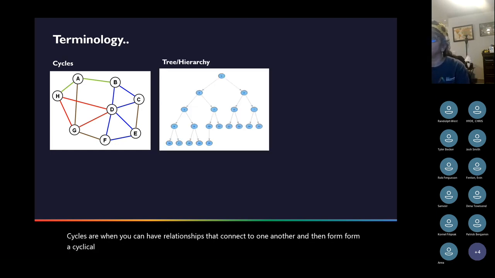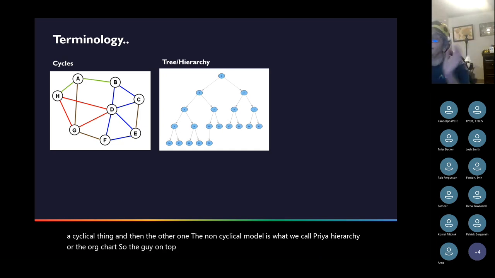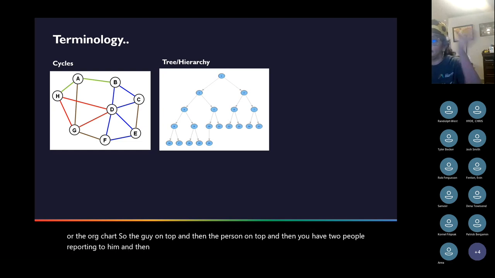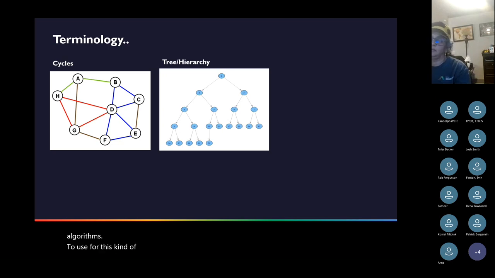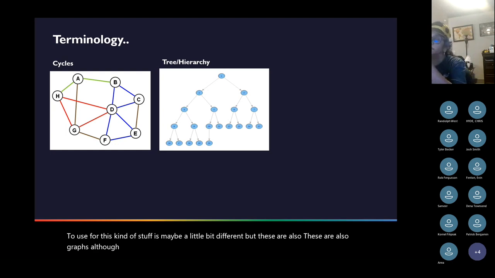The other one, the non-cyclical model, is what we call a tree, a hierarchy, or the org chart. You know, the guy on top, then you have two people reporting to him and then multiple people reporting to them, and it goes down. So a hierarchy is like this. These are one-directional graphs and they don't have cycles. The algorithms you use for this kind of stuff are maybe a little bit different, but these are also graphs, although they may not look like that.